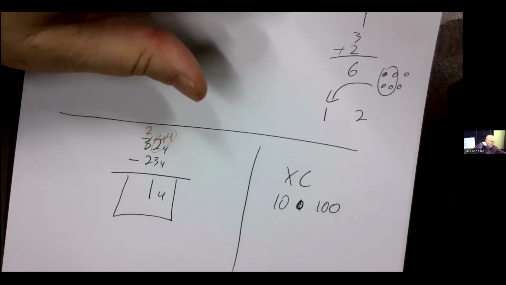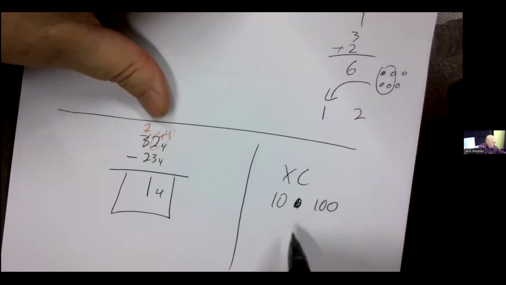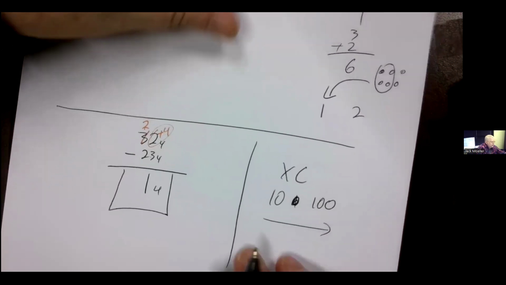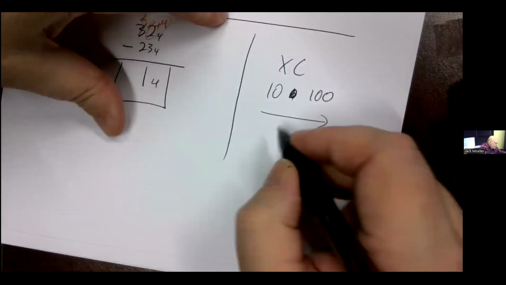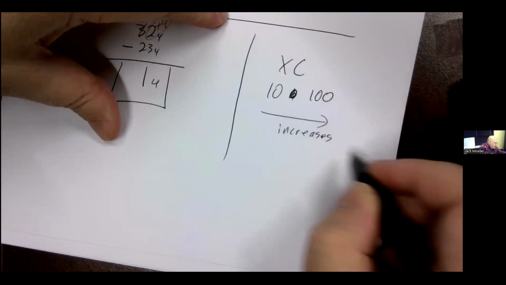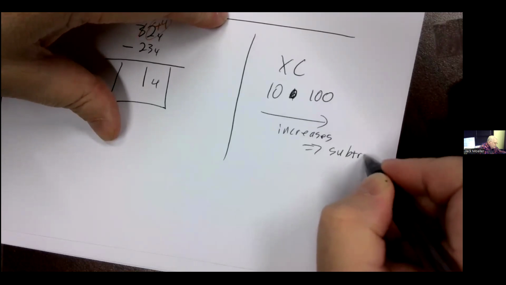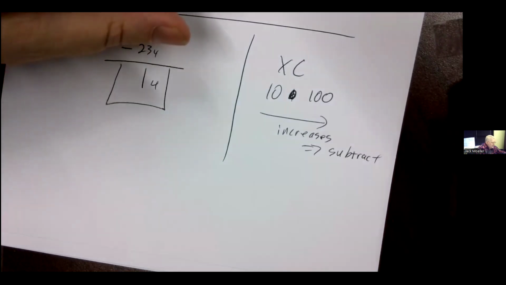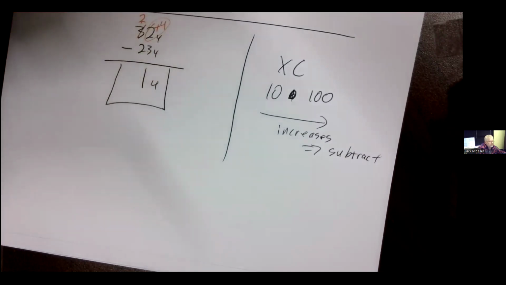So when do we add? When do we subtract? For the Roman numeral system, we always read this from left to right. So what we have here is increasing. If it increases from left to right, that tells you that you have to subtract. If it decreases or stays the same, then you just add the values.